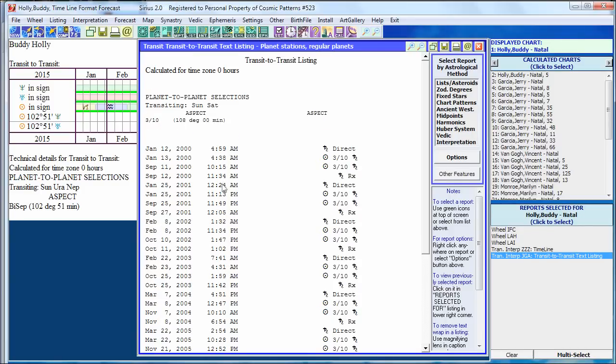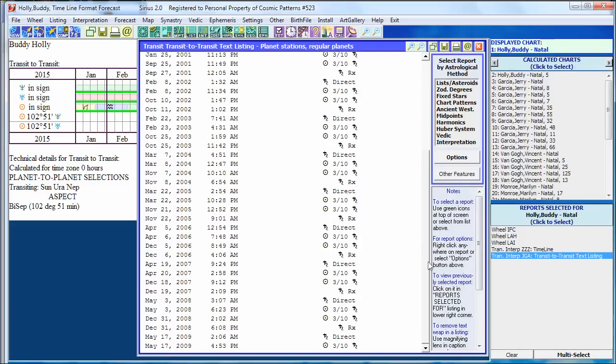So let's see some examples of it. Very first example, Saturn turns direct on January 12, 2000. The next day is the 3/10 aspect. Then later that year, Saturn turns retrograde on September 12, 1 day after the 3/10. So you can go through all these. You'll see that within a day or two, it lines up very, very precisely. Here it's the same day, May 17th, same day, 1 day apart, 1 day apart, 1 day apart.